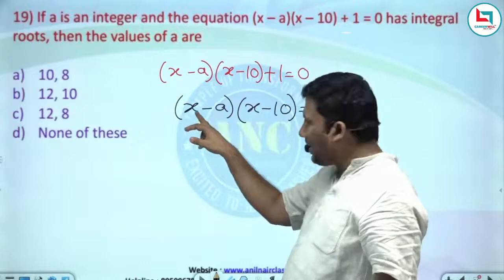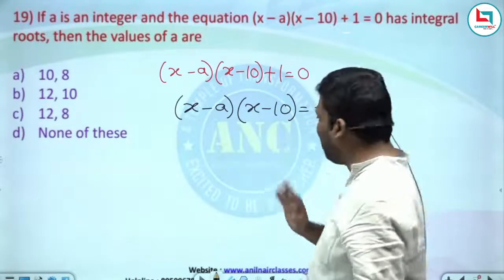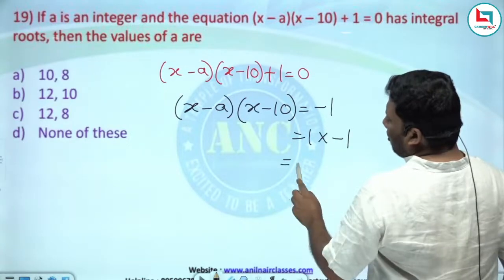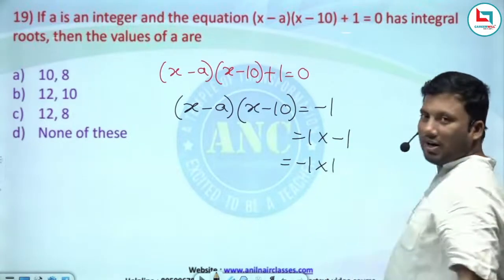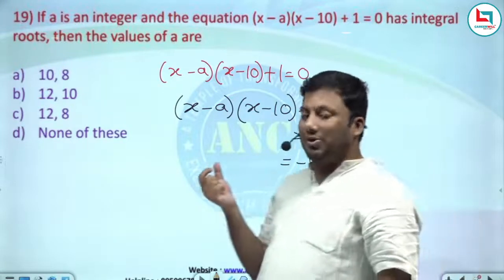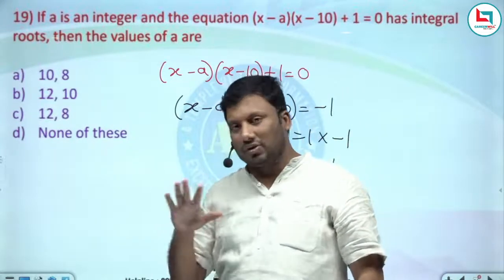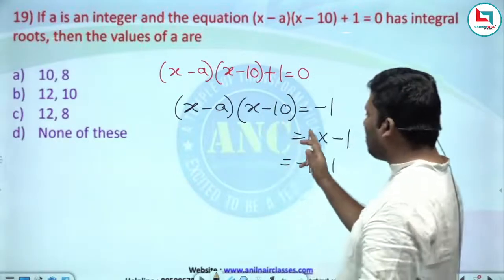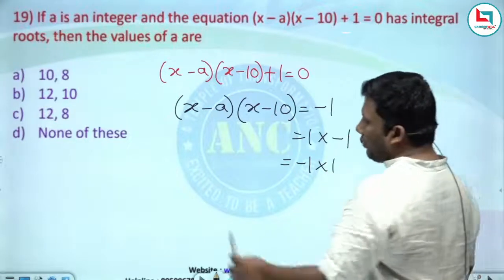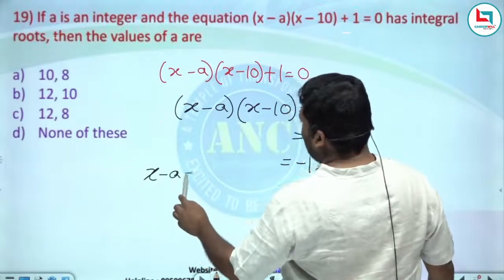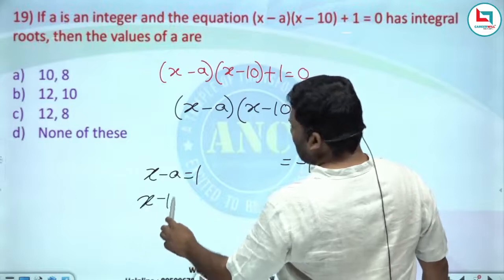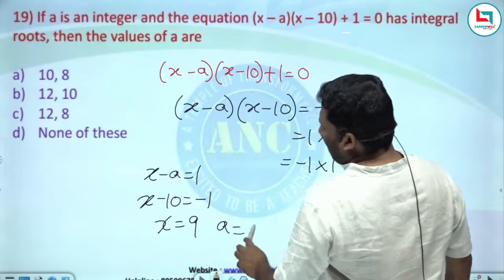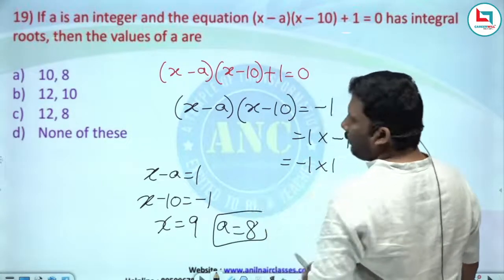A is an integer. X is an integer. 10 is an integer. In how many ways can you write minus 1 as a product of integers? 1 into minus 1 or minus 1 into 1. Please do not write 1 by 2 into minus 2 or 1 by 4 into minus 4. Avoid doing it. Minus 1 can be written as a product of two integers, 1 into minus 1 or minus 1 into 1. So x minus a is equivalent to 1. X minus 10 will become minus 1. That means x will become 9. A will become 8.